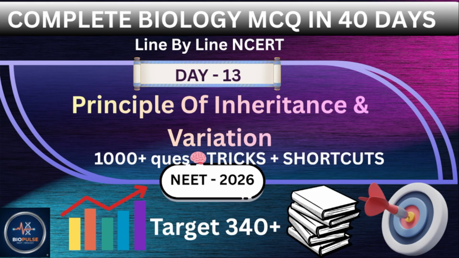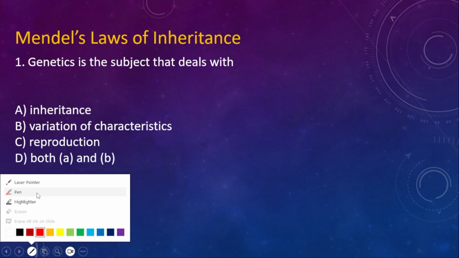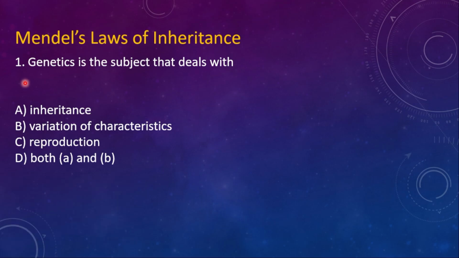So here comes the first question of today's discussion, from Mendel's law of inheritance. Number 1. Genetics is the subject that deals with A. inheritance, B. variation of characteristics, C. reproduction, and D. both A and B. And here the right option is both A and B.